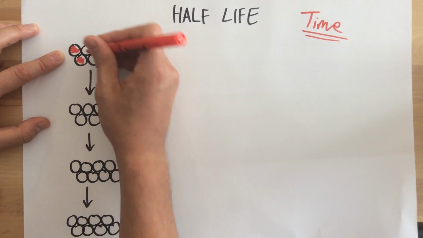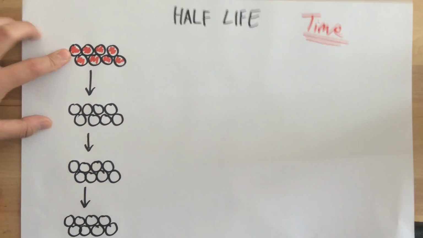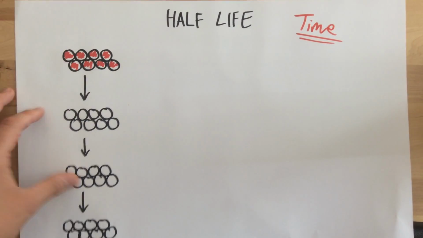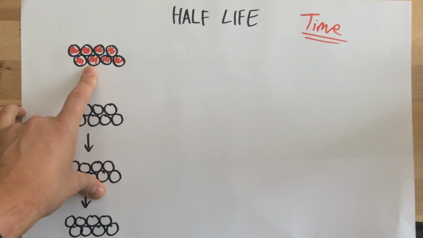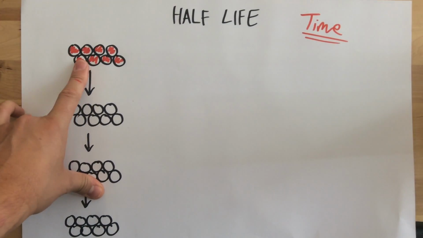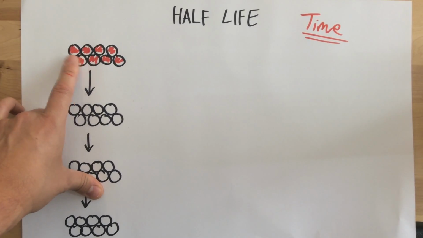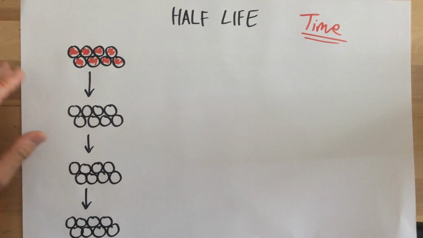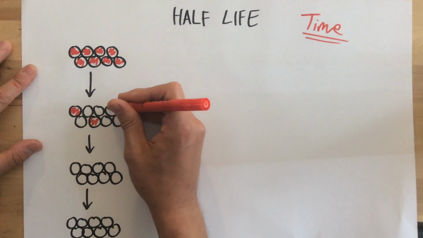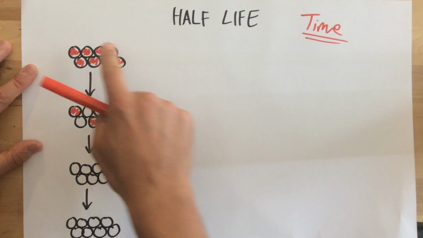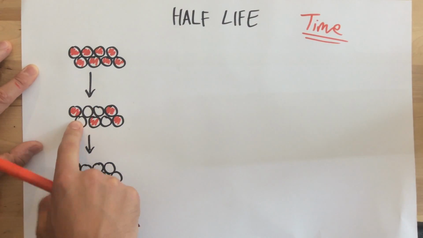Radioactive nuclei, shown here by the red nuclei, are unstable. They could break down at any time, and this breaking down is called decaying. Now, the half-life is the time taken for half of these nuclei to decay. So I'm just randomly picking 4 of those nuclei to have decayed between this time and this time. So these 4 have now decayed.